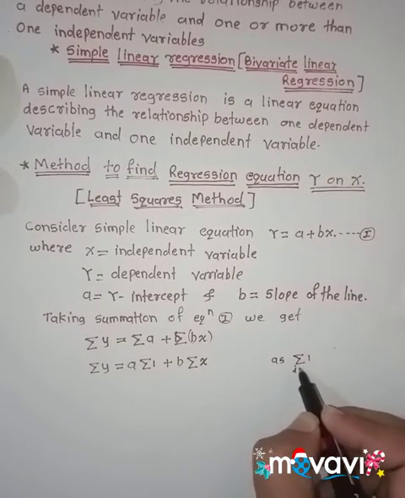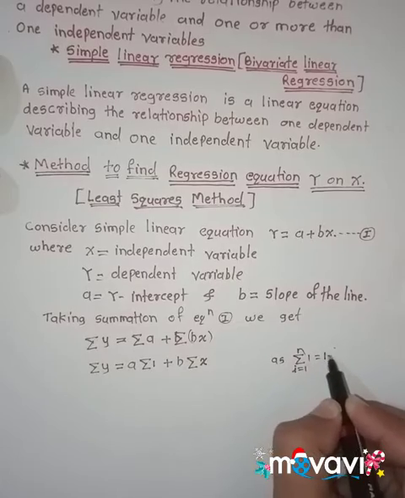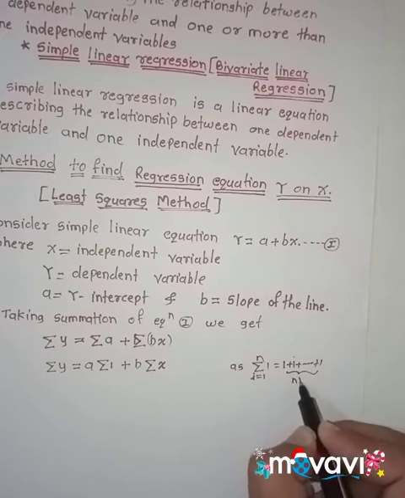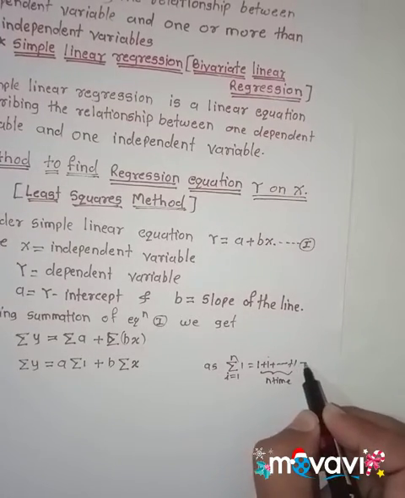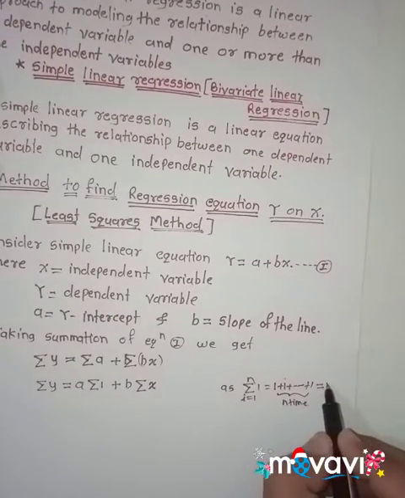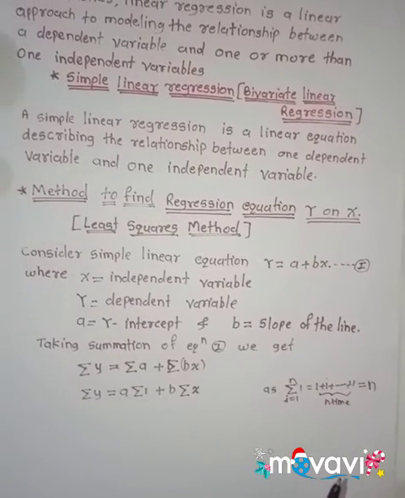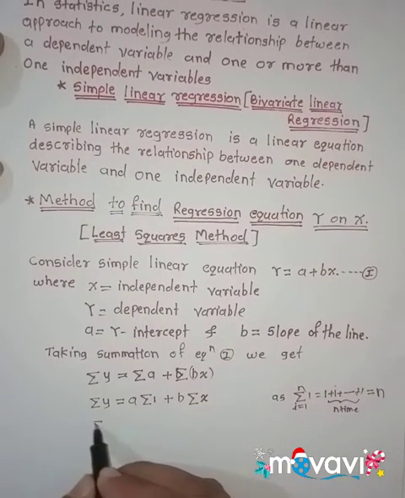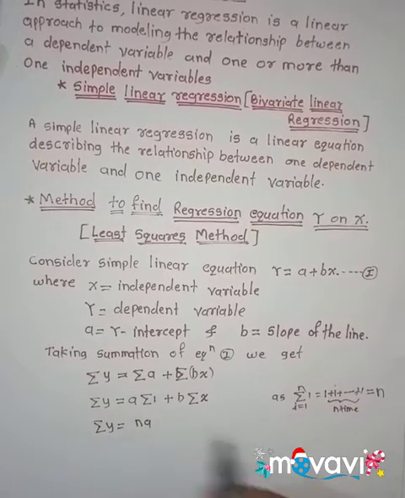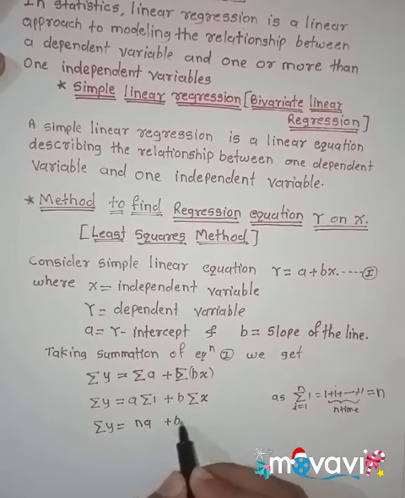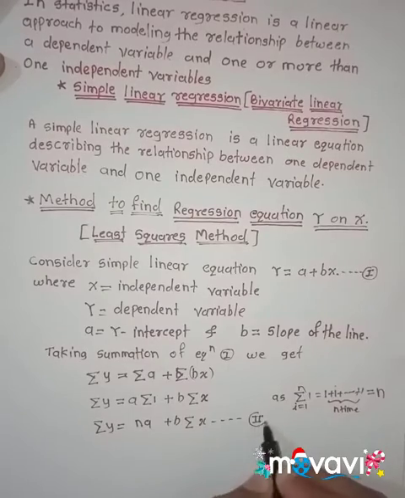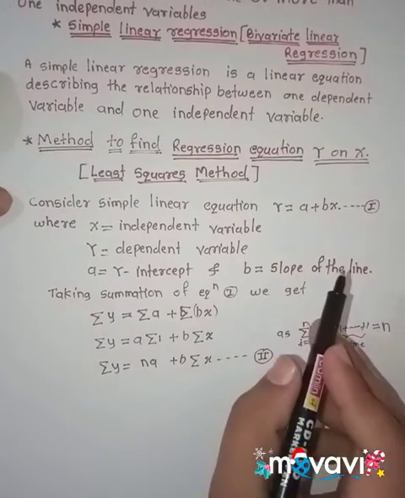As summation 1, with i from 1 to n, is equal to 1 plus 1 plus 1, n times, the value of this is n. So summation 1 is n. So summation y is n into a, because summation 1 is n, so na plus b summation x. Consider this as equation number 2.